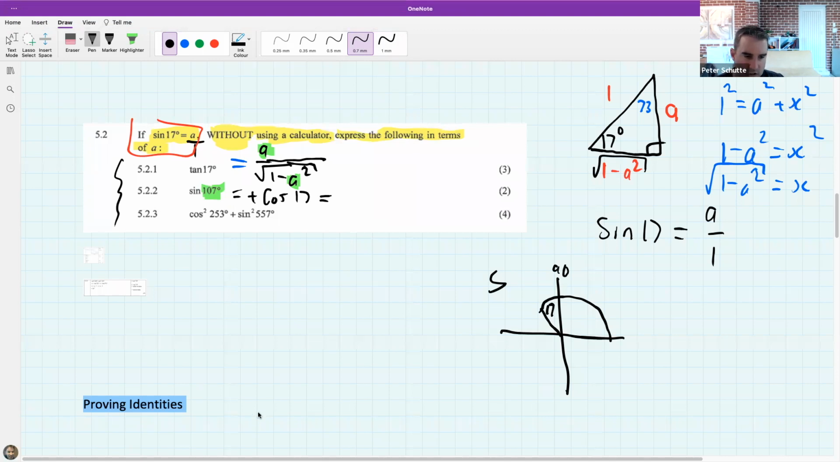Yeah, Kakleko, let's go to you. So it's going to be the root of 1 minus a squared, yeah, over 1. Perfect. And anything over 1 is actually just going to be that, eh? Because it's over 1.